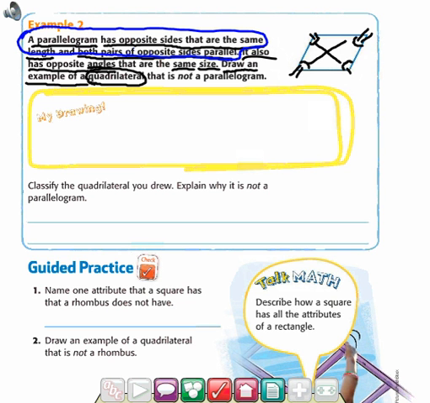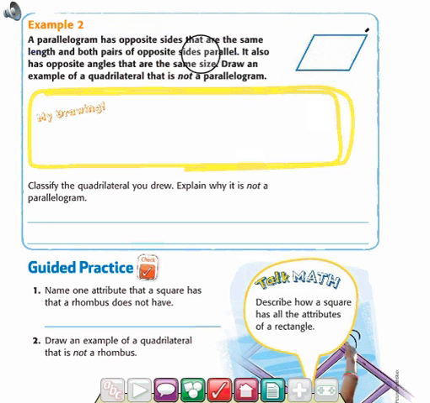We're going to draw a four-sided figure that is not a parallelogram. So this is going to take a little bit of thinking. We want to think to ourselves, what's a four-sided figure that is not a parallelogram? So what we have to do is go back to that other page. Let's go back to the other page and see what is not a parallelogram.